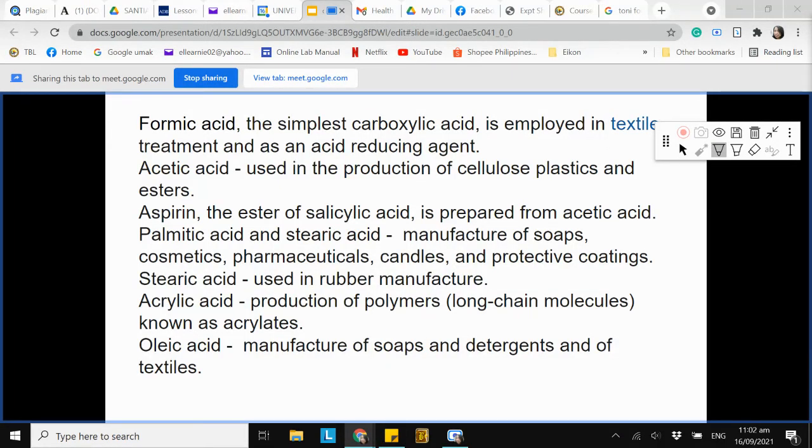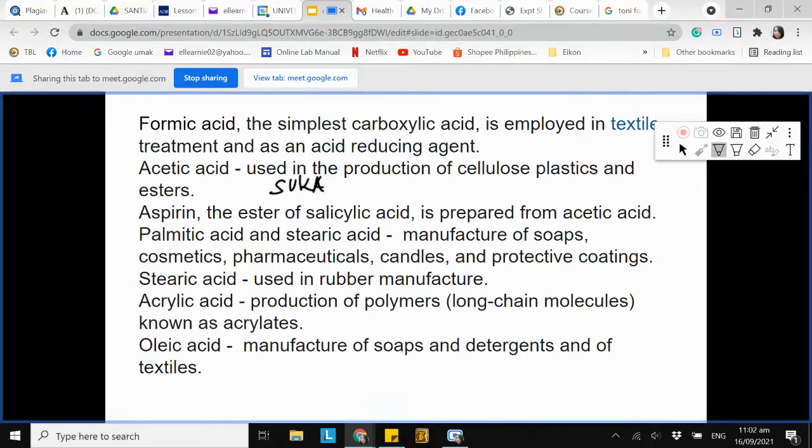So sa carboxylic acid, we have the simplest, which is formic acid, which is used for textile treatment and as an acid reducing agent. Then you have acetic acid. Ito yung acetic acid, sama to ng bawang. This is our suka. Yan po yon. So yung chicharon ninyo o kaya yung pinirito ninyo or inihaw ninyo, lagyan niyo ng, alam mo yun, ang sawsawan ninyo is acetic acid with bawang. Tapos o kaya acetic acid with toyo, bawang, paminta. Adobo na ang katapat niyan.